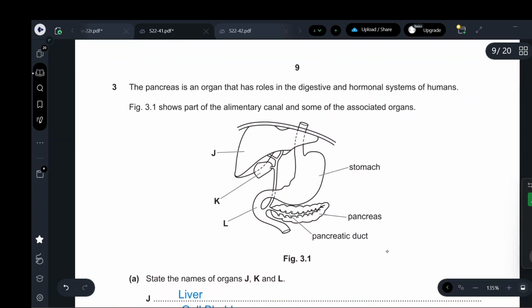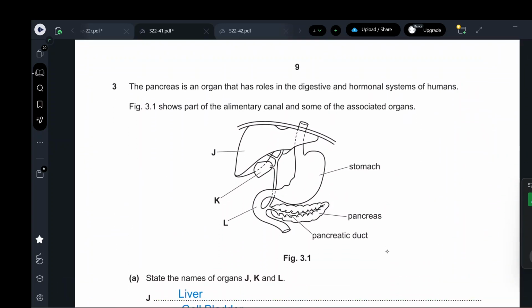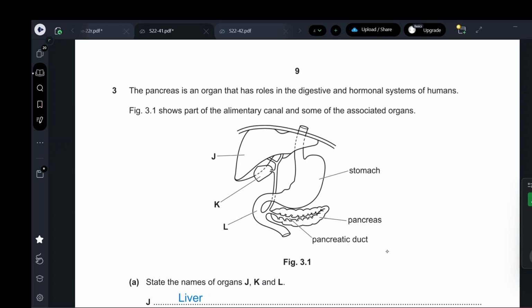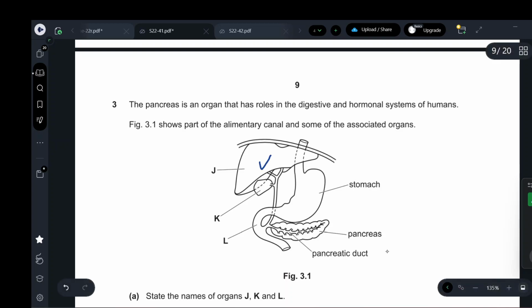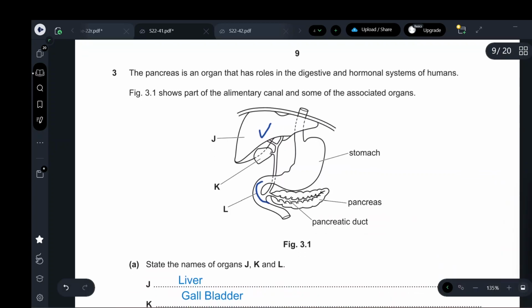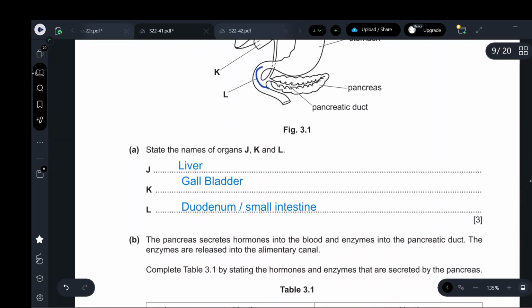Question 3. Pancreas is an organ that has roles in the digestive and the hormonal systems. State the names of the organs J, K, and L. Easy question, just the labels. This is the liver, this is the gallbladder, and this is the duodenum or the small intestine. If you write both, they are accepted.